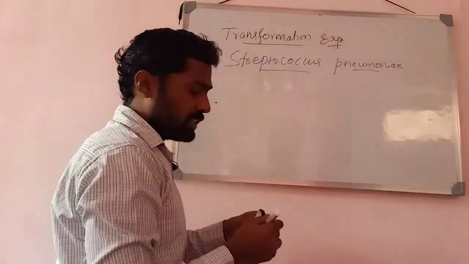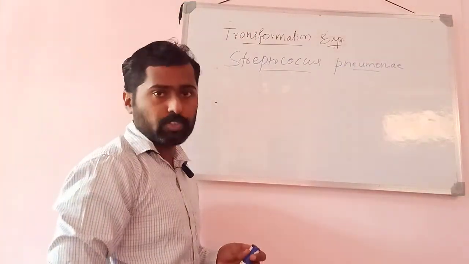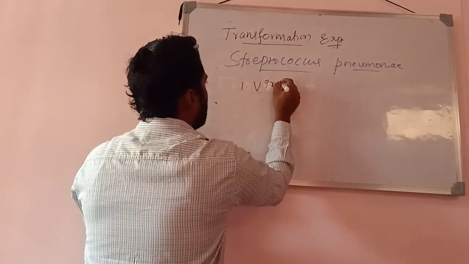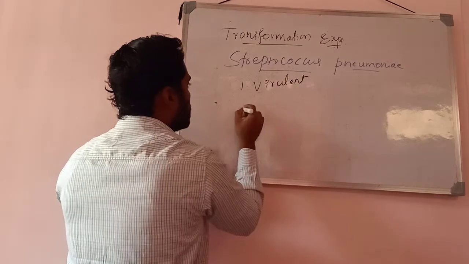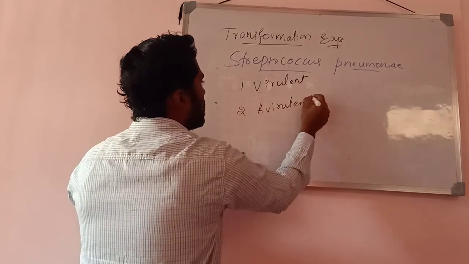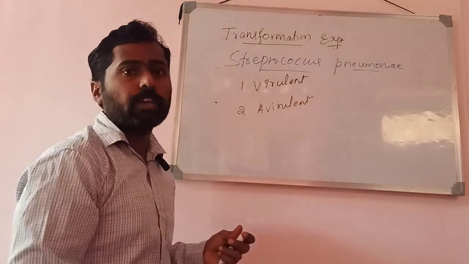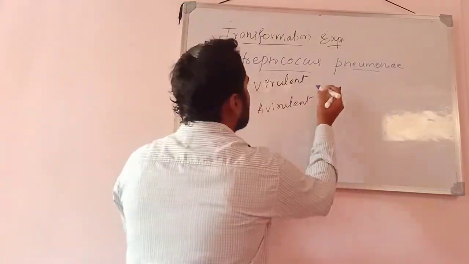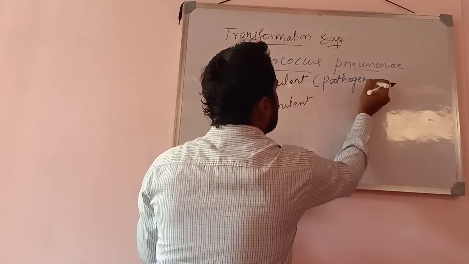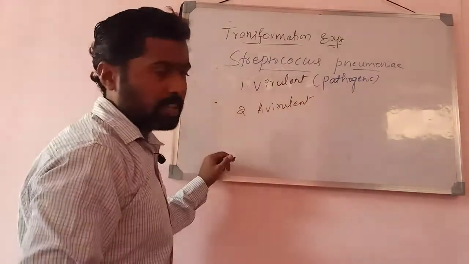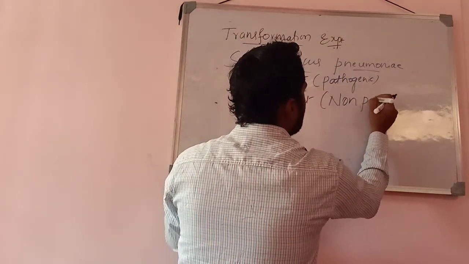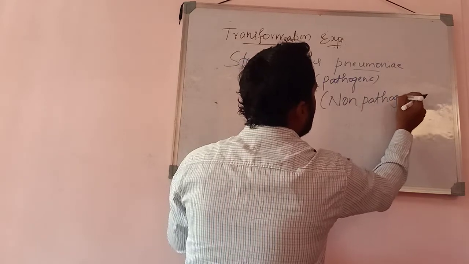See, this bacteria has two variants. Two strains can be observed here. One strain is the virulent strain, and the second one is the avirulent strain. The virulent strain is pathogenic. It means it causes disease. Whereas the avirulent strain is non-pathogenic. It does not cause any disease.